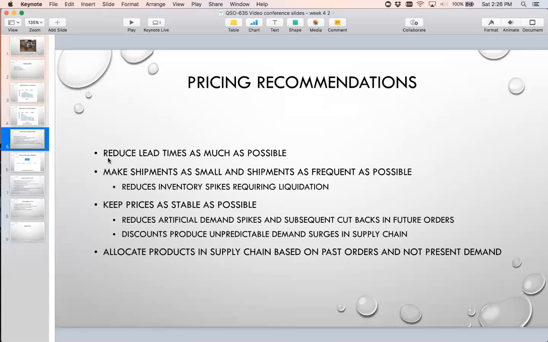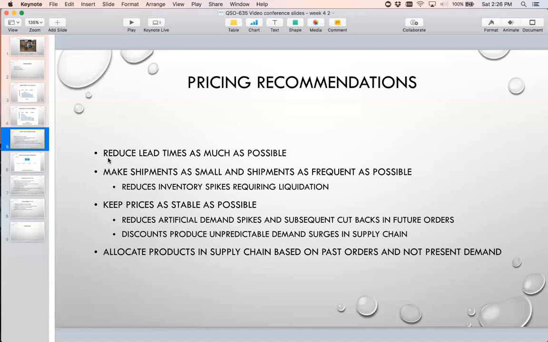Okay, second thing: make shipments as small and as frequent as possible. And this is a good point. This goes with the first one. If you have pricing such that you don't have these massive oscillations in your demand, you're more able to link your shipments to the demand, especially if you have short lead times.